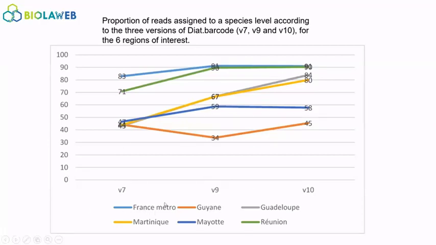And here you have different regions of France. So this is mainland France here in blue. You can see here, with the different versions, the percentage of reads which are assigned to species level. So you can see here, for instance, V7, 83% of the reads were assigned to species level in mainland France. It was not the same story in tropical areas.